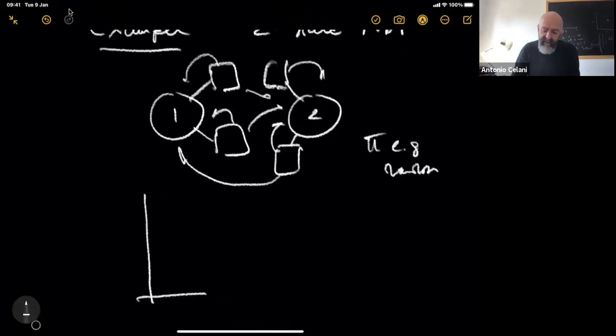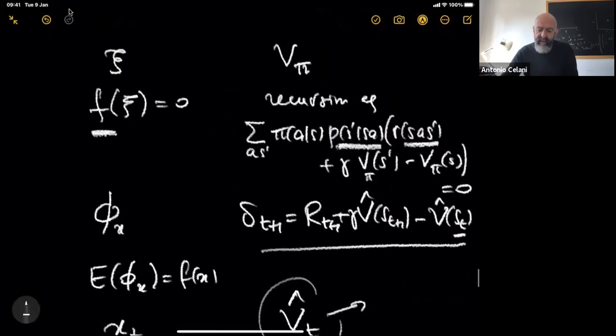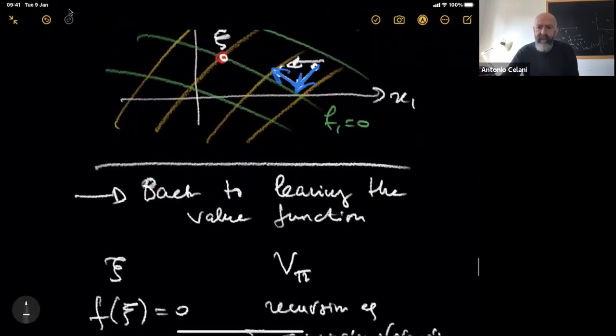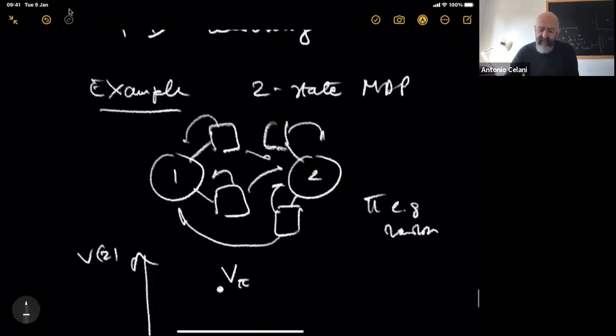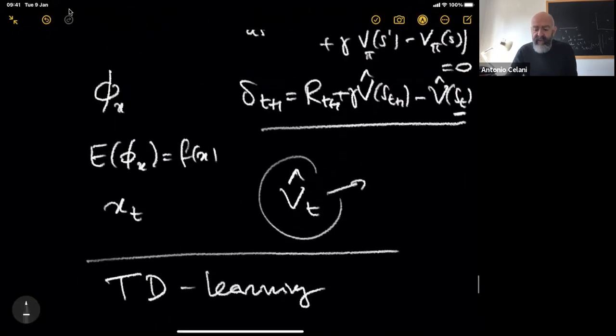So in the space of value functions, component 1, component 2, here somewhere is your 0, which is the value of the policy, the true value. Okay, this is similar to this picture here. Same thing here, only for value functions. And I start somewhere here. So this is my first guess. Then I am observing the temporal difference error, which is a scalar quantity. It's a number.